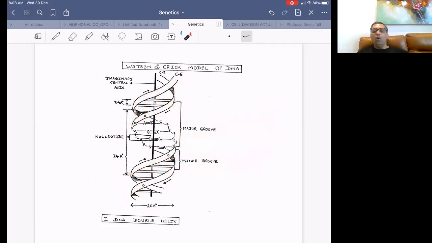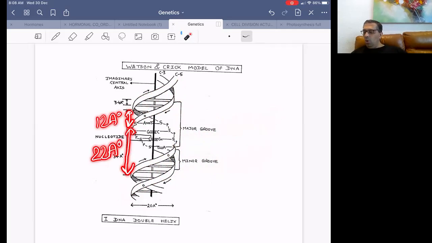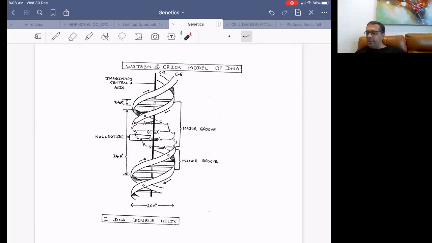So if you now see this, ये कौन सा space है? Minor groove, which is 12 angstroms. और ये कौन सा space है? Major groove, which is 22 angstroms. So now check this here.